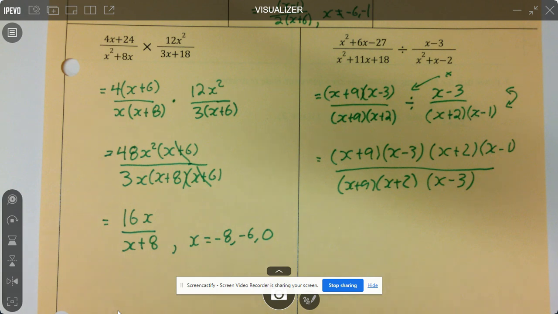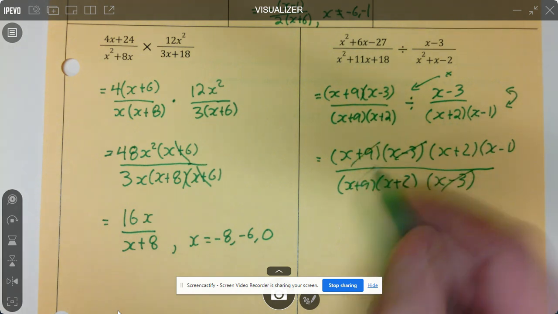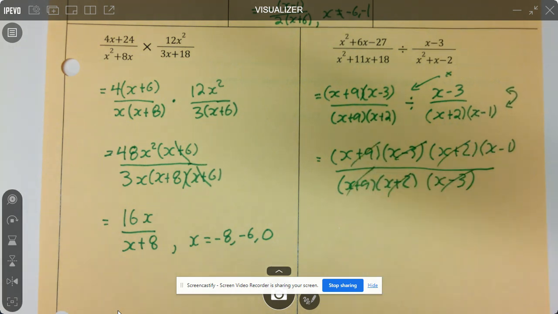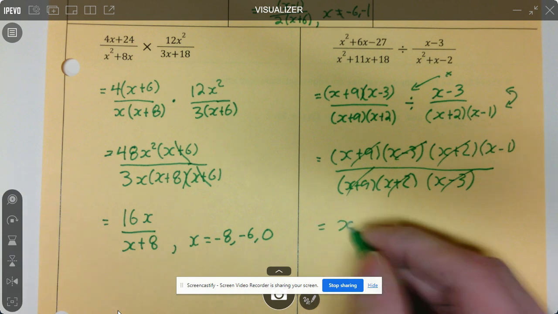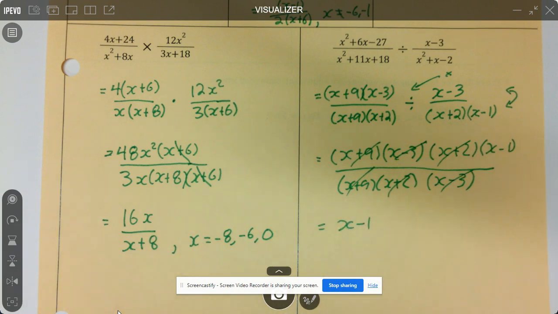And now I can cancel out any factors from the top and the bottom. They just divide to be 1. So x plus 9 divided by x plus 9 is 1. x plus 2 divided by x plus 2 is 1. And I'm just left with x minus 1.